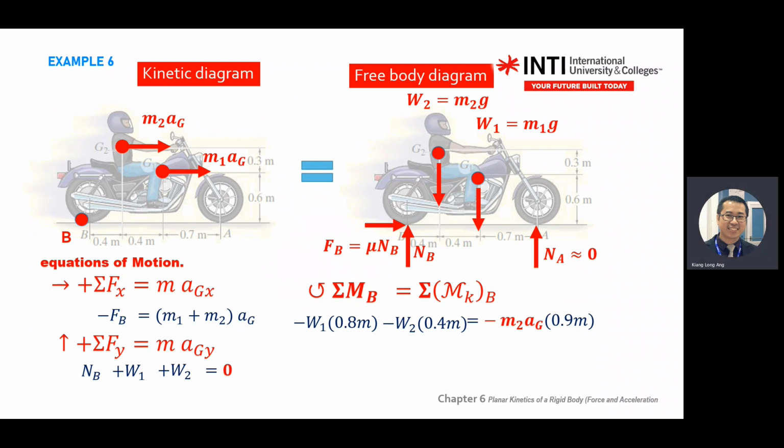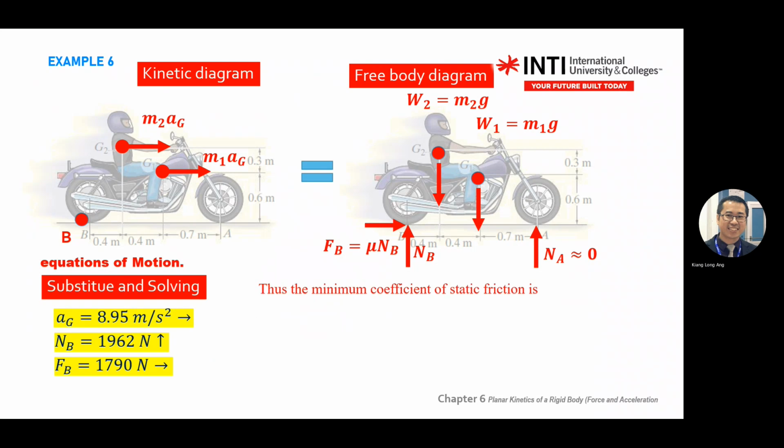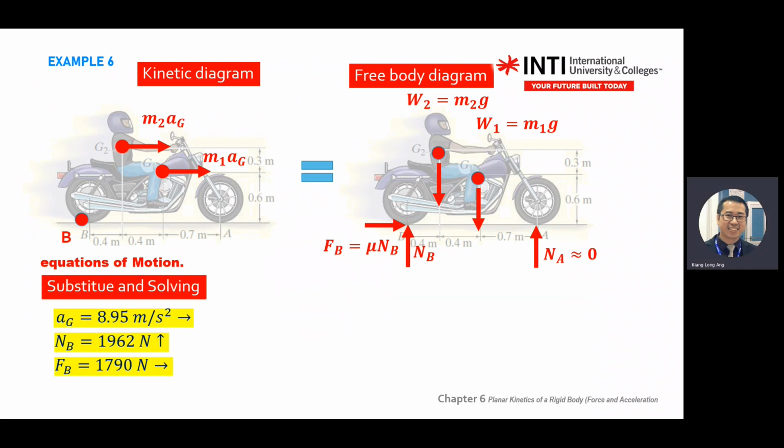The left-hand side refers to the kinetic diagram. You stop at B. This one you have two, both clockwise, so you get positive. Negative, negative, right? Okay. So here you solve the simultaneous equations. Okay, you'll get the answer. Once you have this, you have A and B, and FB. Your FB is this equation.